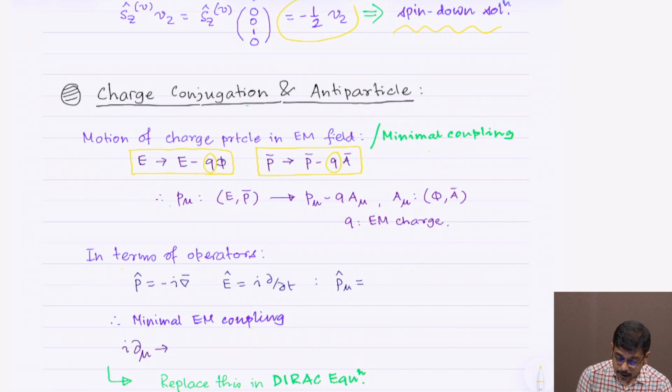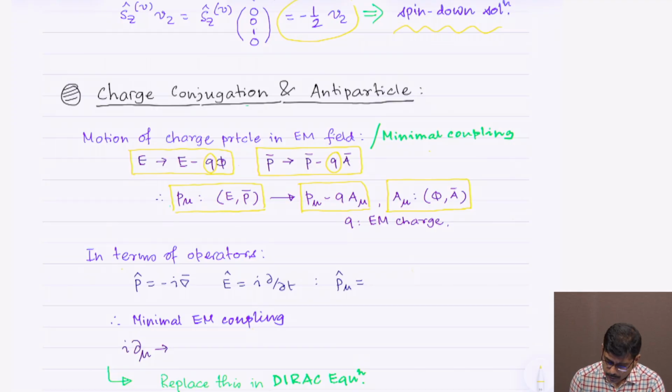Now if you constitute a 4-vector p^μ which comprises E and p, then you can say that this p^μ transforms to p^μ − qA^μ, where A^μ has the components of φ, the scalar potential, and A, the vector potential. Now, it turns out upon quantization, this is the field which will be the electromagnetic field, or rather the photon, right.